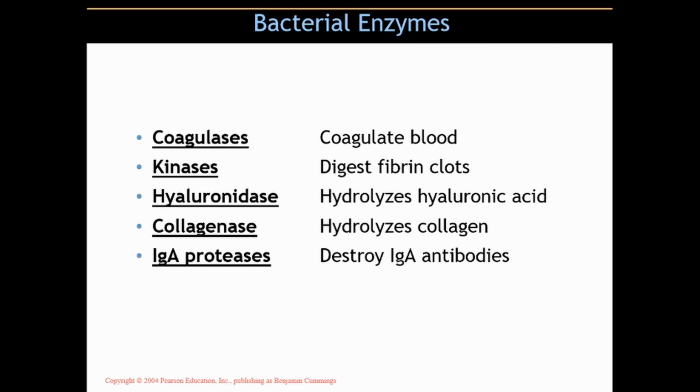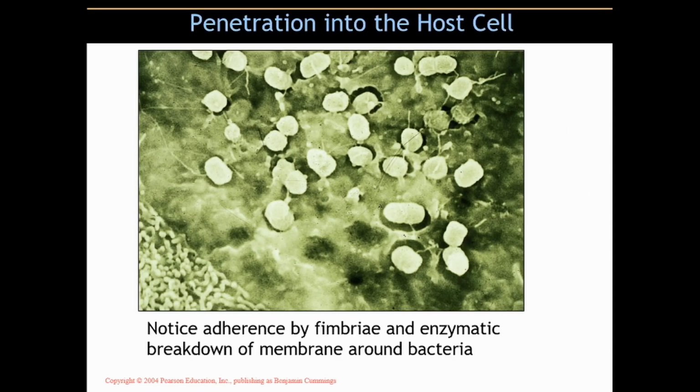IgA proteases are enzymes that destroy IgA antibodies, and as a result the bacteria can't be tagged for destruction, they can't be tagged for phagocytosis, as a result of breaking down the IgA. And in this micrograph, you can see adherence by the fimbriae and the enzymatic breakdown. The whitish colored blobs are the bacterial cells, and you'll notice that they have these dark halos around them. That's due to the enzymatic breakdown of the membrane, leading to getting into the cell and then parasitizing the cell, getting what those bacterial cells need from the host.